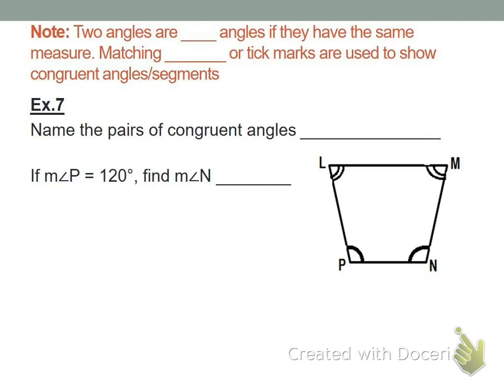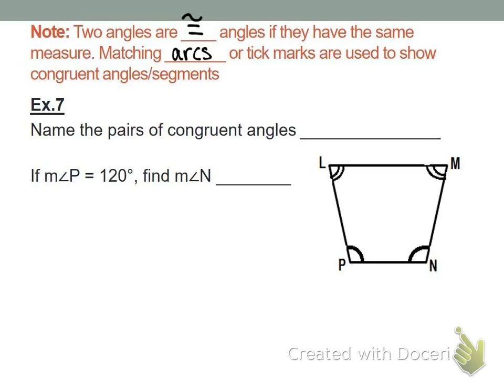Two angles are congruent angles, I'm going to use the symbol for congruent in that small space, if they have the same measure. Matching arcs or tick marks are used to show congruent angles or segments. Okay, so on segments, we usually see the tick marks or those little dashes that we've done before. On angles, we will see these arcs that you can see drawn in the corners. So if they have the same amount of arcs or tick marks, they are congruent.